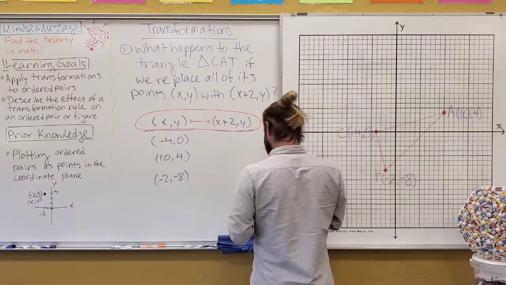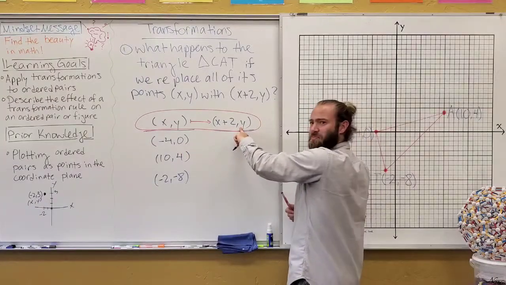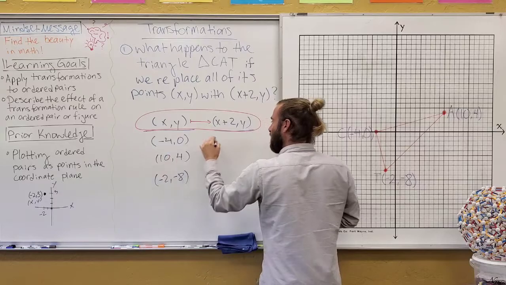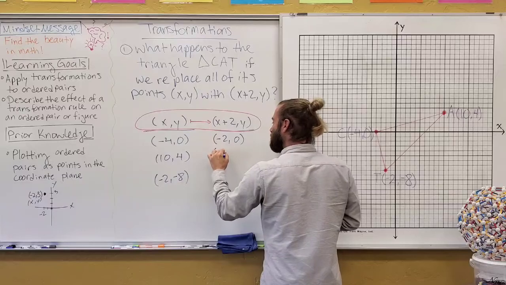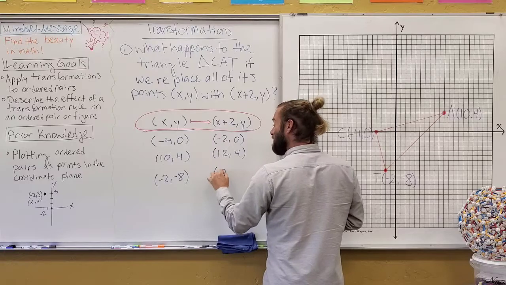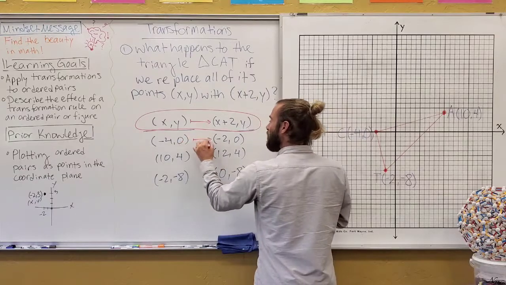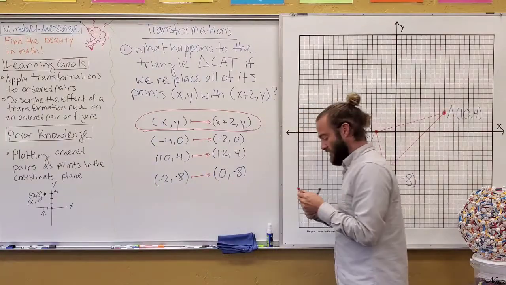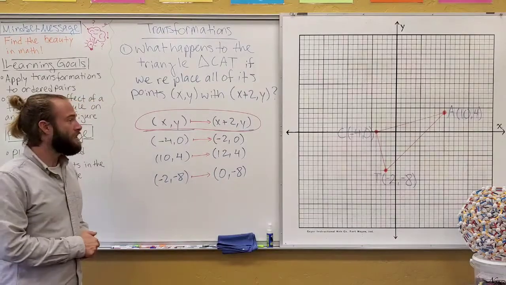Now, if this was my point, then this rule says, do we do anything to the y-coordinate? Nope, because it just stayed y. But the x says to add 2. So for all these x-coordinates, we're going to add 2. So it becomes -2, and that stays 0. If we add 2, this becomes 12, and the y-coordinate stays. And then this -2, if I add 2, becomes 0, and again, the y-coordinate stays. So we'll use this arrow to show that this became that, this became that, and this became that under our new rule.